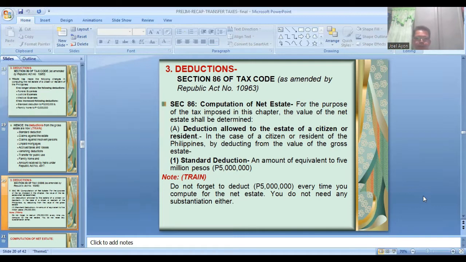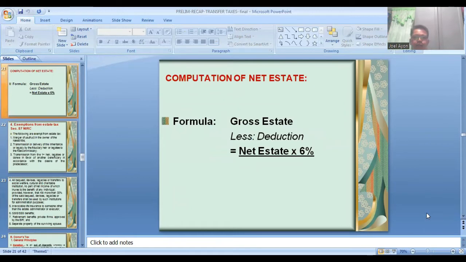You do not need any substantiation either. So if you're going to compute for the net estate, do not forget to deduct 5 million. The formula for computation of the net estate is gross estate minus the allowable deductions, which results in the net estate. Then you will multiply that net estate by a flat rate of 6%. Whatever the result, that is the tax due for the net estate of the decedent.